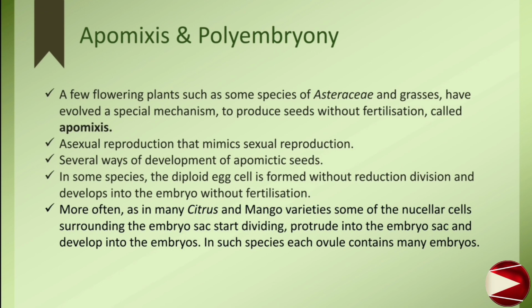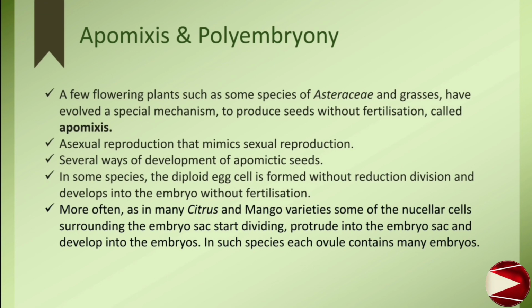Now next topic is Apomixis and Polyembryony. A few flowering plants such as some species of Asteraceae, which includes sunflower also, and grasses have evolved a special mechanism to produce seeds without fertilization called apomixis. Here, asexual reproduction is mimicking sexual reproduction, and there are several ways of development of apomictic seeds. In some species, the diploid egg is formed without reduction division and develops into the embryo without fertilization.